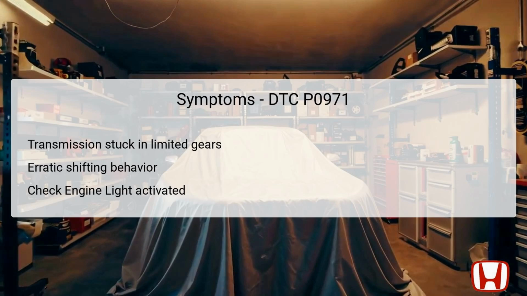Drivers may also experience erratic shifting behavior, where the transmission may hesitate or delay when shifting between these available gears. Furthermore, the check engine light will illuminate on the dashboard, serving as an alert that there is an underlying issue requiring attention. While some issues may appear temporarily resolved, if this error code persists, it often results in an overall decline in vehicle performance and responsiveness.